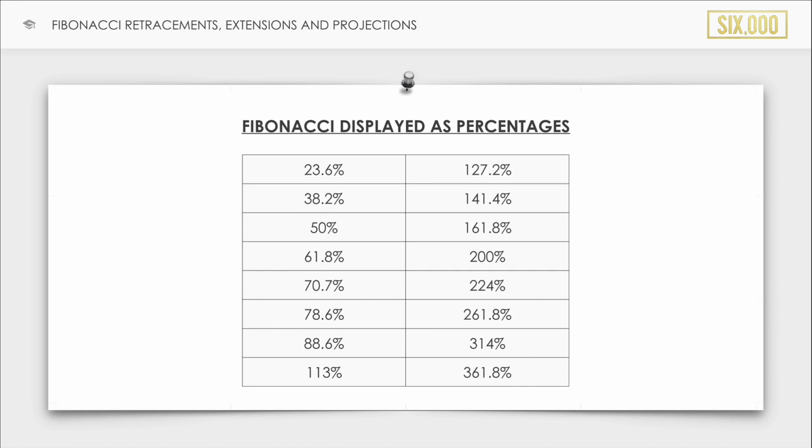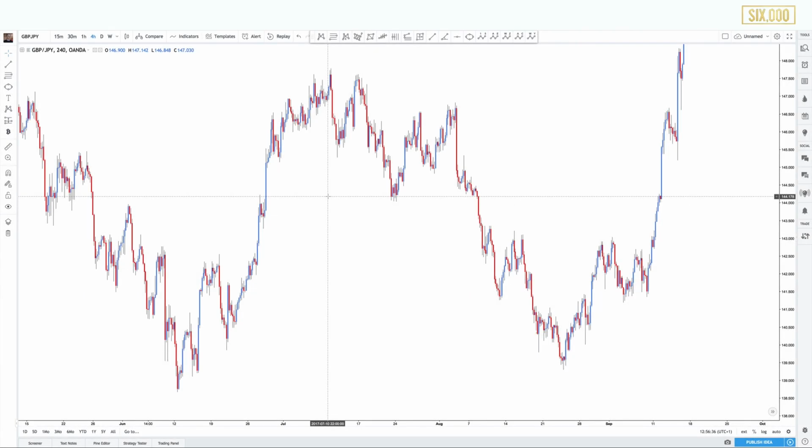So let's go back to TradingView. I'm going to give you an example of a Fibonacci retracement, a projection, and also an extension. We're back on the charts. We're looking at Great Britain Pound, Japanese Yen on the 4-hour chart, and we're just going to apply all of the measurements you've learned individually. We're going to be looking at retracements, projections, and of course extensions as well.